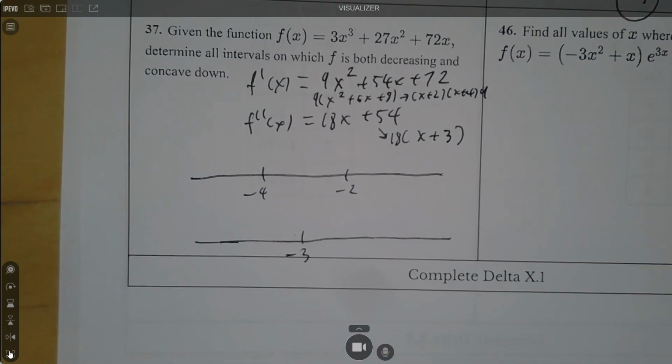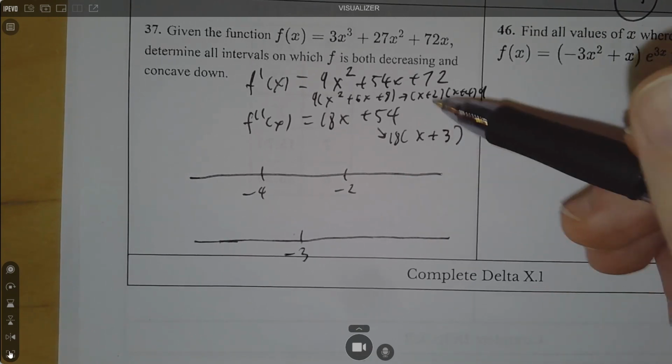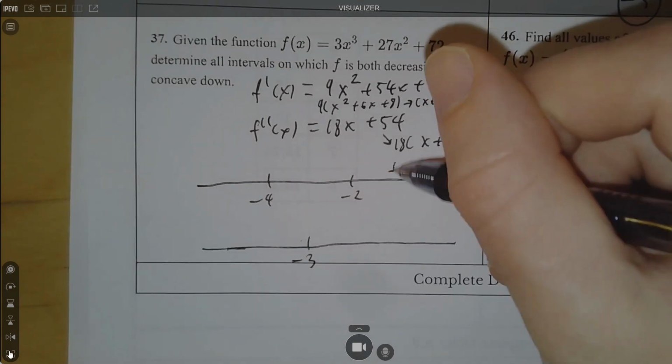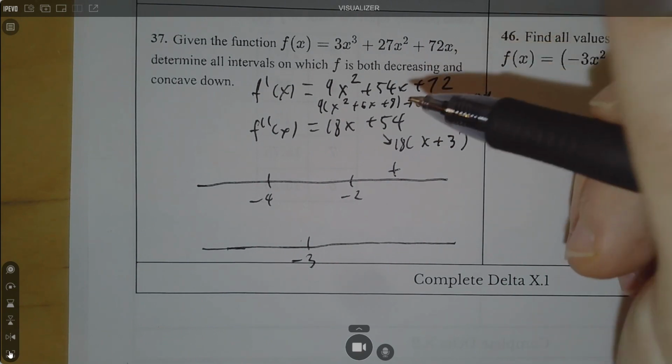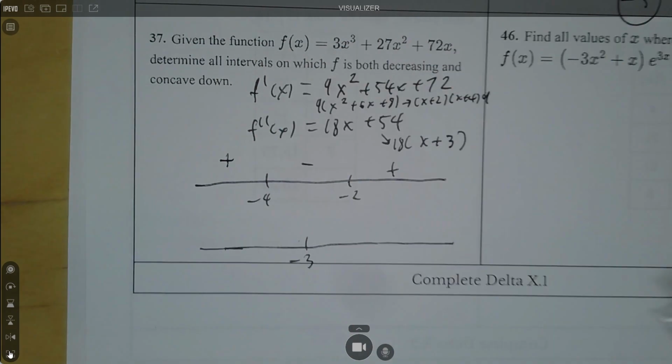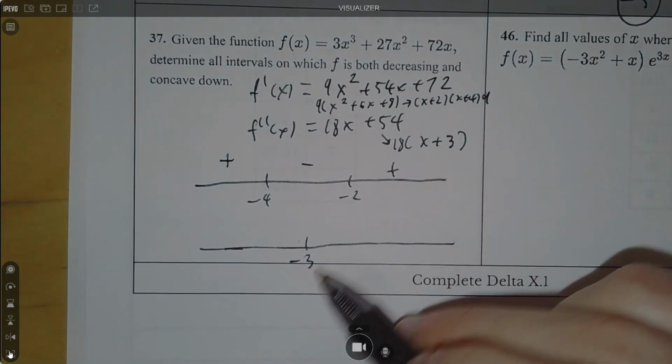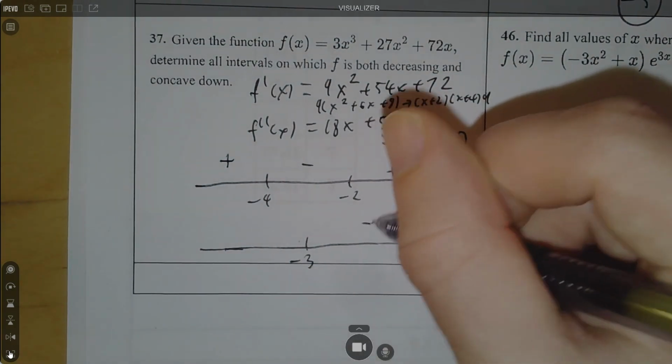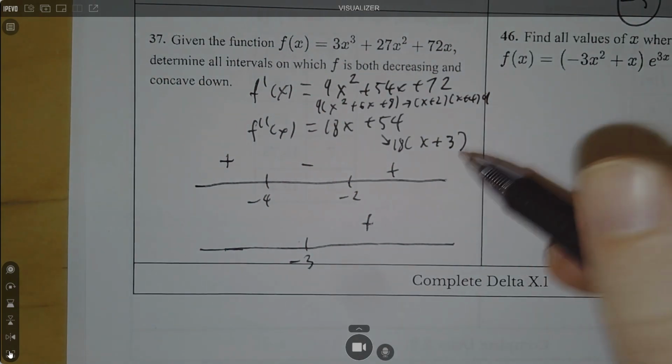Then you test, right? If I plug in a 0 into my original first derivative, you're going to get a positive, and then I'm going to get a negative here, and then I'm going to get back to a positive over here. And for the second derivative, I plug in a 5, I'm definitely going to get a positive, and then plug in a -10, you're going to get a negative.